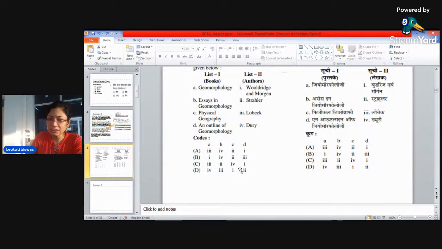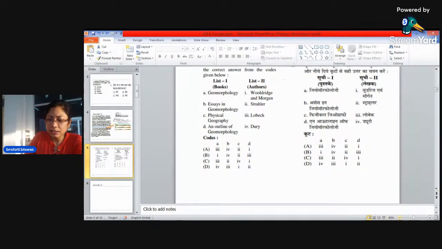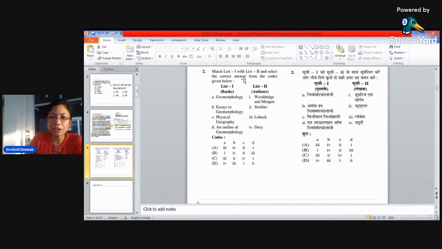So this is the next slide. It is taking some moment to load. In the next slide, a list has been given, list 1 with list 2. List 1 gives the names of the books, and list 2 the authors' names. Like I was saying, you have to match list 1 with list 2.